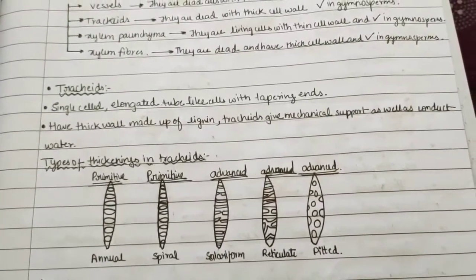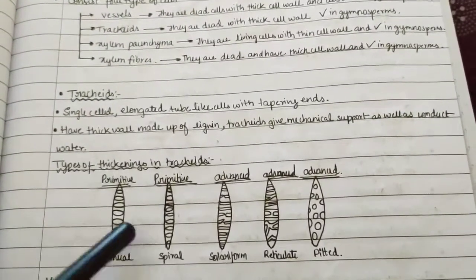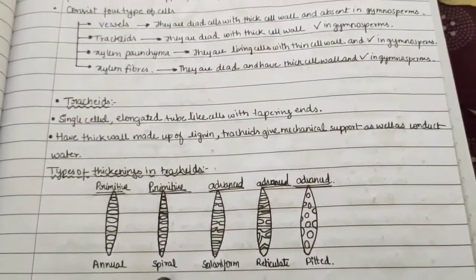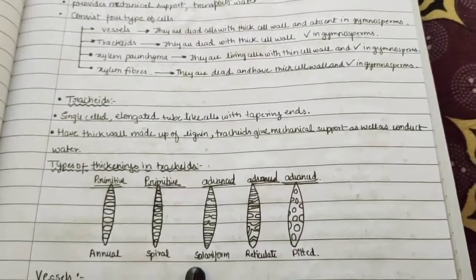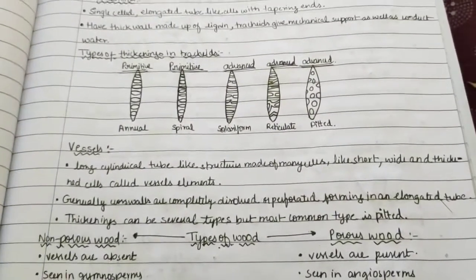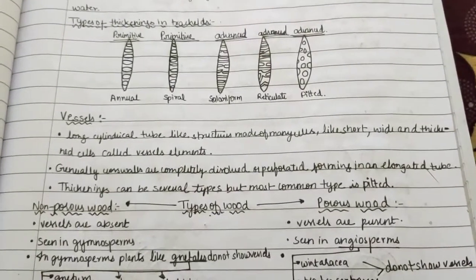Types of tracheids with respective thickenings. There are two types: primitive and advanced. In primitive we can see annular thickening and spiral thickening. In advanced we can see scalariform, reticulate and pitted thickenings.